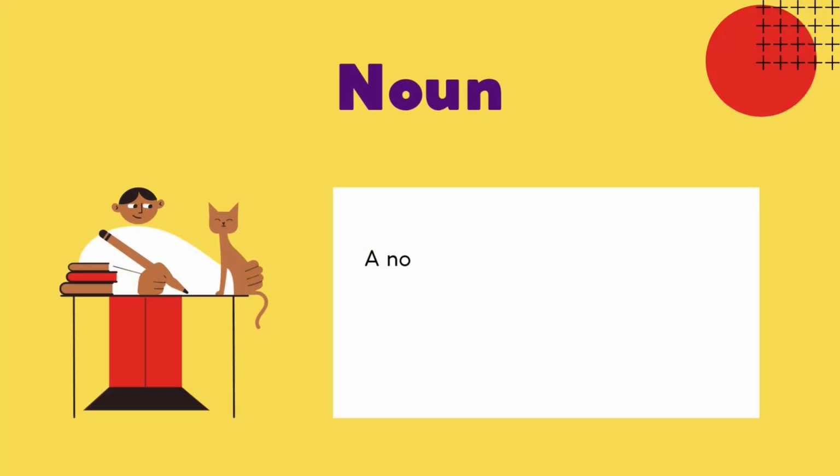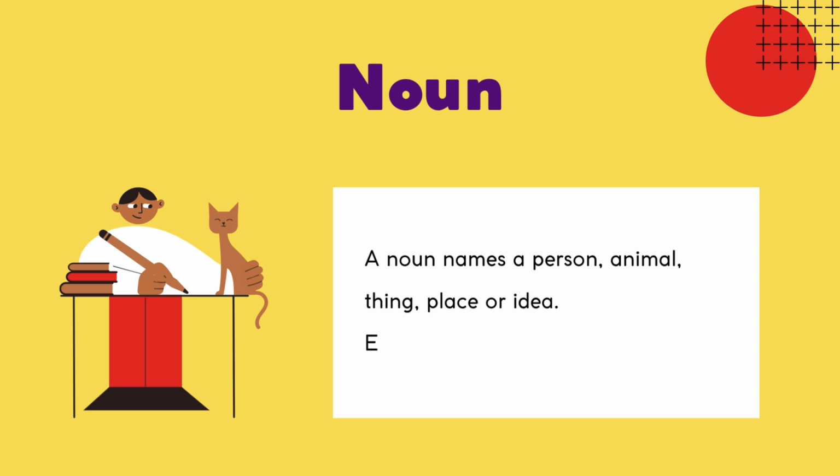The first one is the noun. A noun is the name of a person, animal, thing, place or idea. Some examples are cat, desk, pencil, books, students.